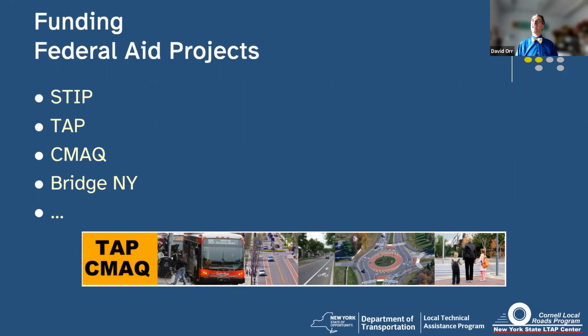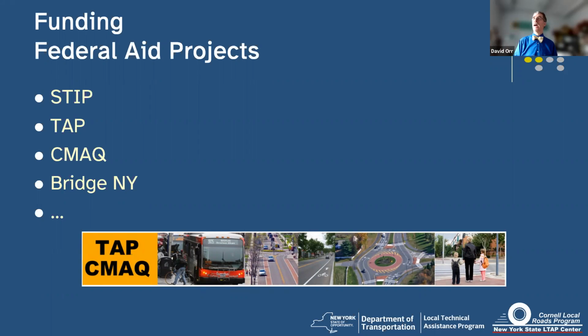It's a good program because all roads are eligible. There's no "oh, it's not a national highway road, I can't get funds." All roads are eligible, but obviously there's a bigger pool of competition too, so keep that in mind. But TAP-CMAQ is a single program. That's the way it's listed on the state's website.